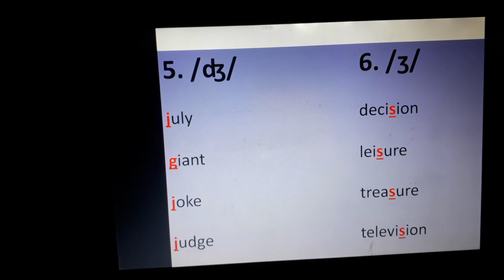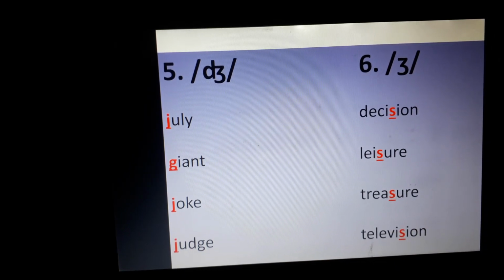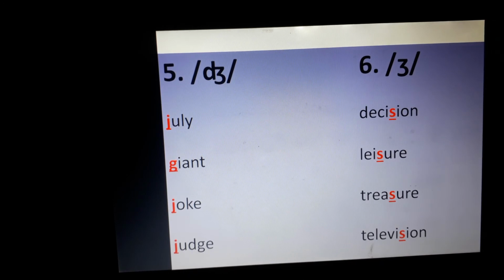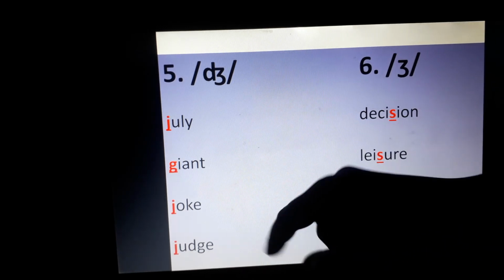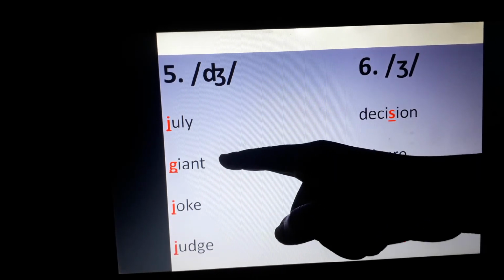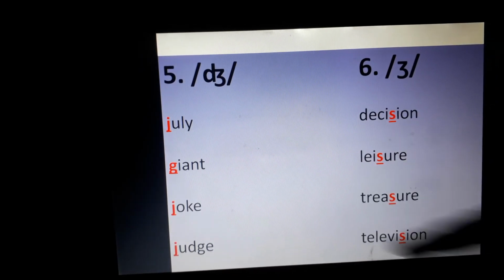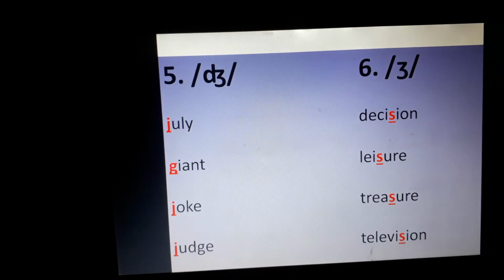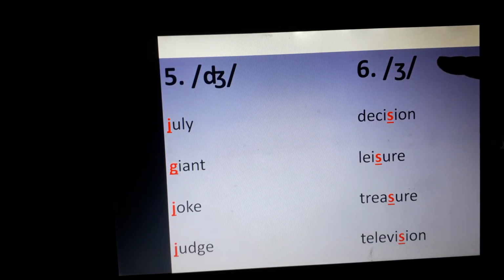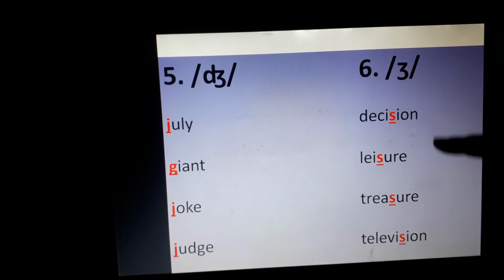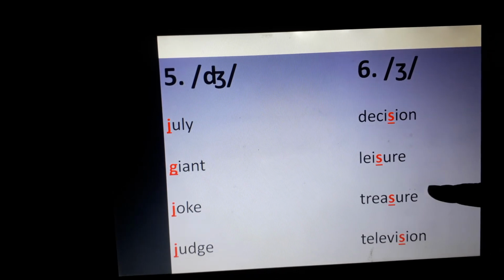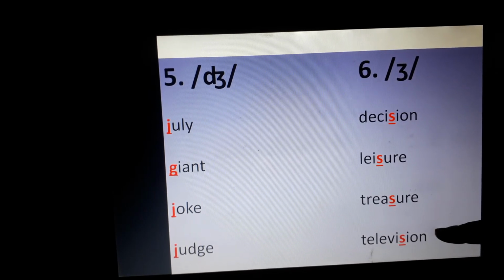We're almost done. Number 5, j, is tougher than number 6, j. Let's look at the examples. Number 5: July, giant, joke, and judge. Number 6: decision, leisure, treasure, television.